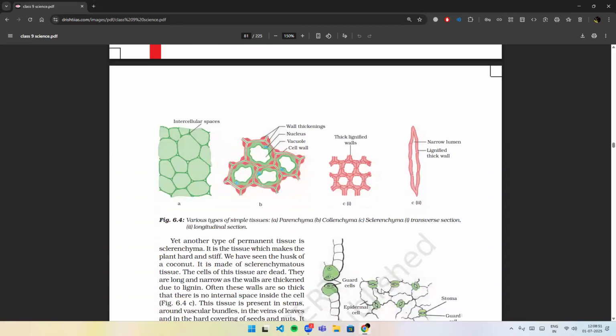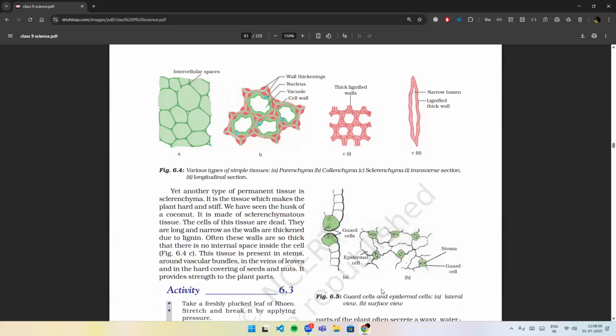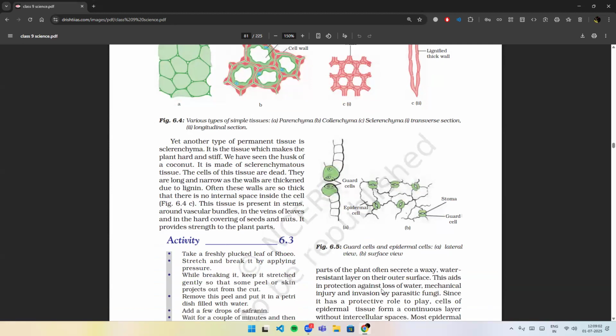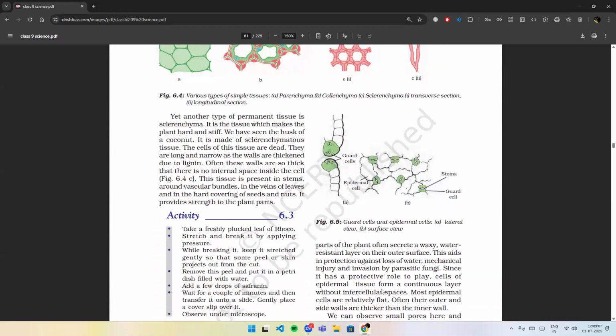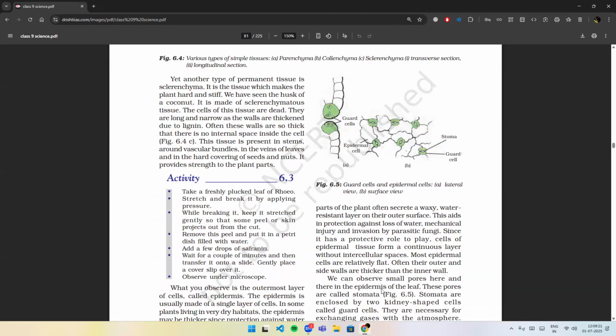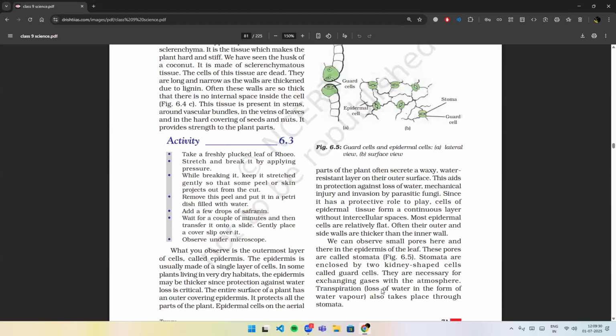Yet another type of permanent tissue is sclerenchyma. It is the tissue which makes the plant hard and stiff. We have seen the husk of a coconut. It is made up of sclerenchymatous tissue. The cells of this tissue are dead. They are long and narrow as the walls are thickened due to lignin. Often these walls are so thick that there is no internal space inside the cell. This tissue is present in stems, around vascular bundles, in the veins of leaves, and in the hard covering of seeds and nuts. It provides strength to the plant parts.